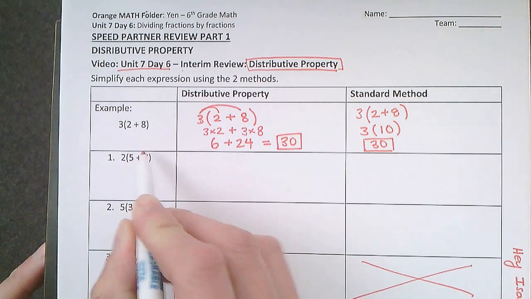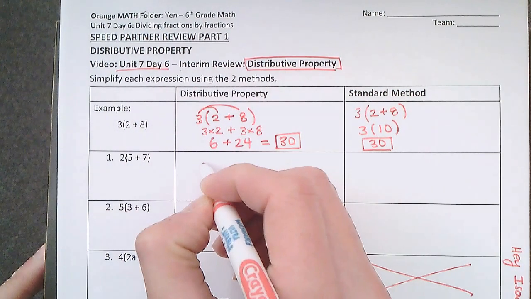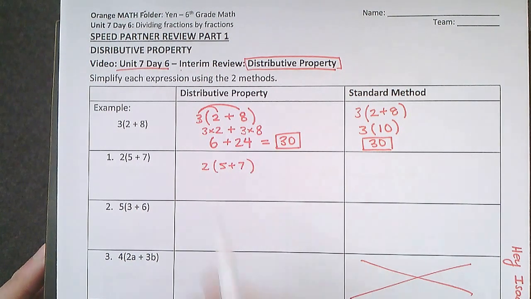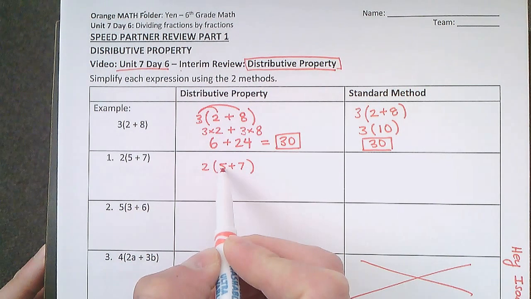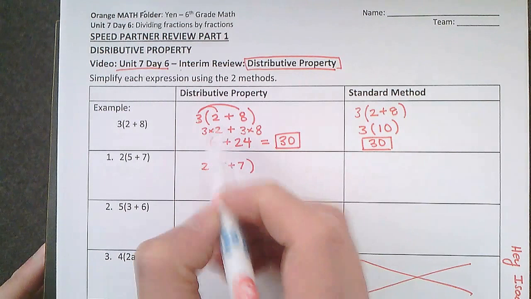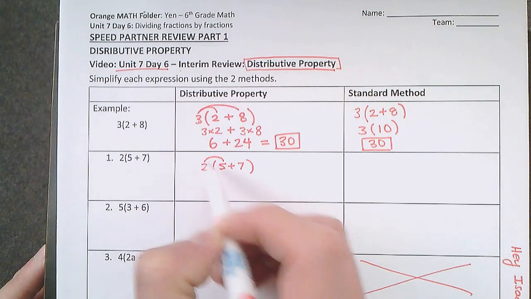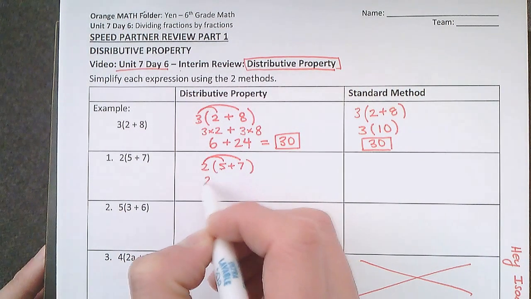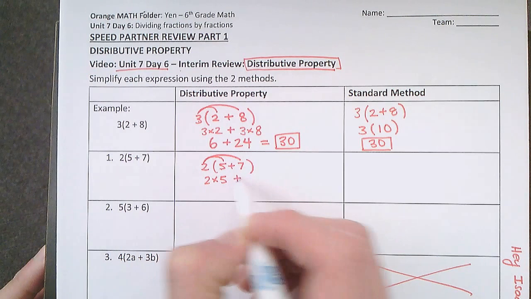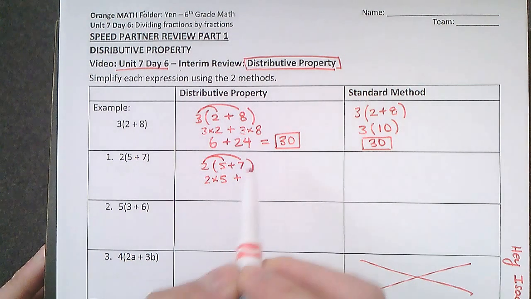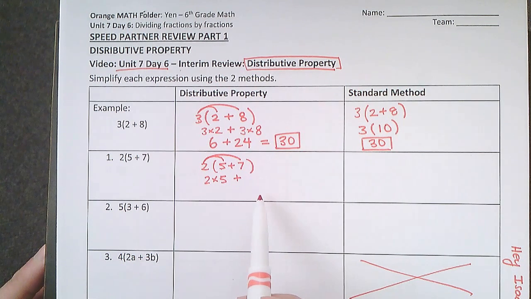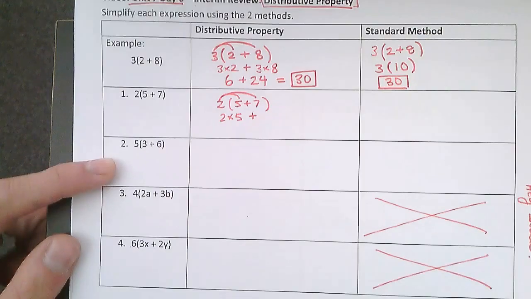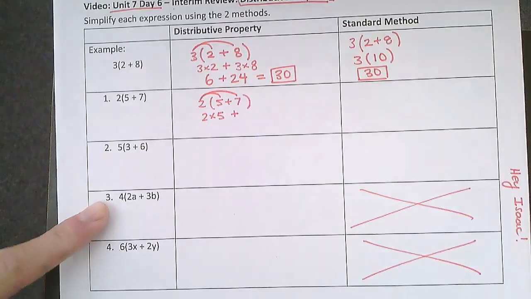2 times 5 plus 7 is in parentheses, so we'll write that out. 2 times 5 plus 7. We're going to distribute the 2 by multiplying it to each of the terms, each of the numbers inside the parentheses. So 2 times 5, and then 2 times 7. So I'll write this out: 2 times 5 plus, and then I'm going to leave it to you to fill out the rest and solve here. That should get you through number 1, and then you should be able to do number 2. I will give you a hint on number 3, how to get that one started.